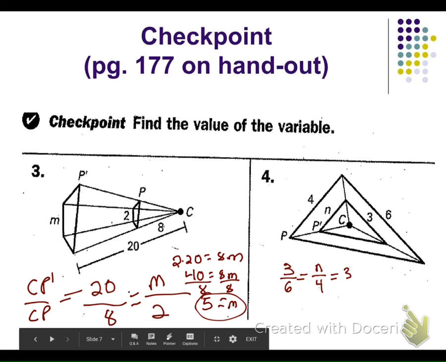Now we're going to solve. So we have 3 times 4 equals 6 times N. Divide by 6. 3 times 4 is 12, divided by 6 is 2. So N equals 2.